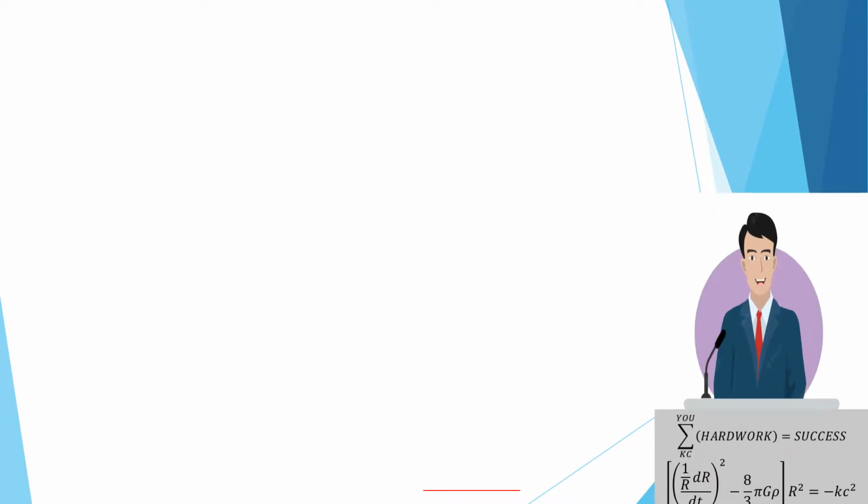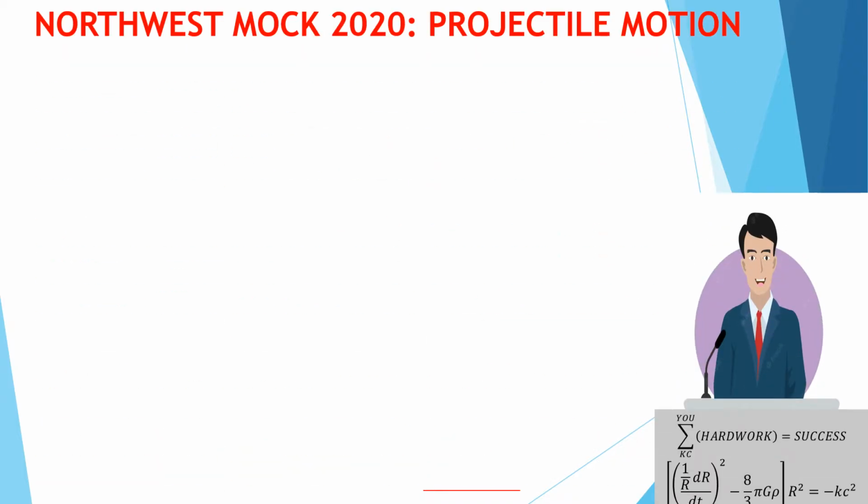So today we are going to be looking at a problem in the Northwest Mock 2020 projectile motion. That is advanced level maths paper number 3, which is normally called maths mechanics. So let's dive right into the question.